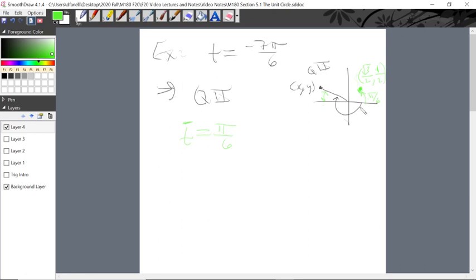Now, by reflective symmetry over the y-axis, the x-coordinate in quadrant 2 is negative, but the y-coordinate is positive. So we'll take our reference point, root 3 over 2, 1/2, and switch the x-coordinate to negative. So t is equal to negative 7 pi over 6. Then the x-coordinate will be negative root 3 over 2, and the y-coordinate will be positive 1/2.